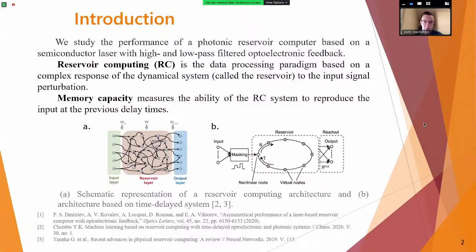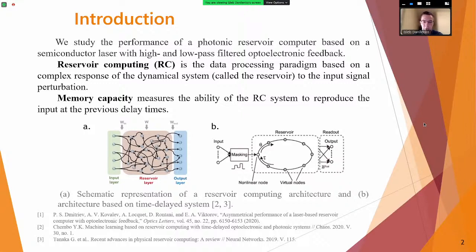In this work, we study the performance of a photonic reservoir computer based on the semiconductor laser with high and low pass filters in the optoelectronic feedbacks. Filtered feedbacks means that the feedback signal is frequency filtered. Reservoir computing is a data processing paradigm based on a complex response of a dynamical system, called the reservoir, to the input signal perturbation. This response depends on the input signal and the previous state of the reservoir. Thus, the reservoir computer system possesses hidden memory similar to classical recurrent neural networks.